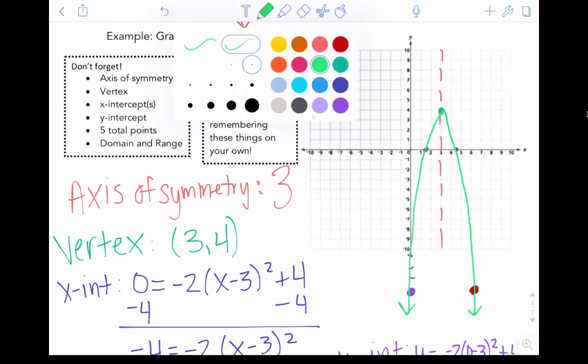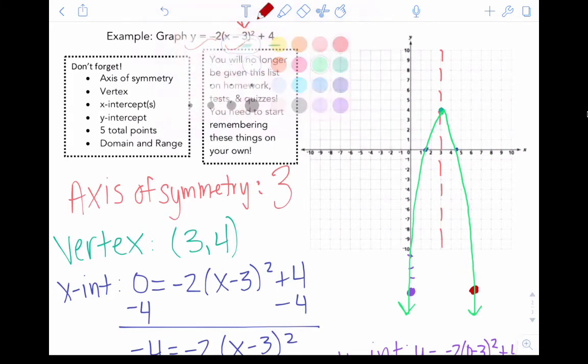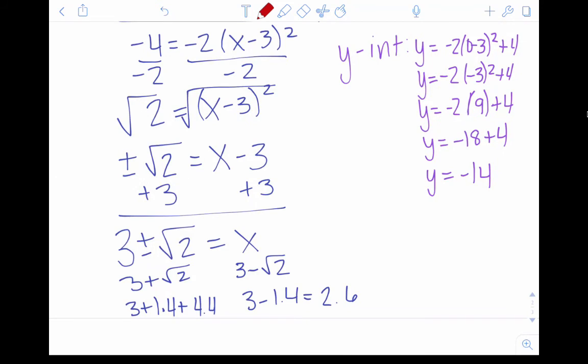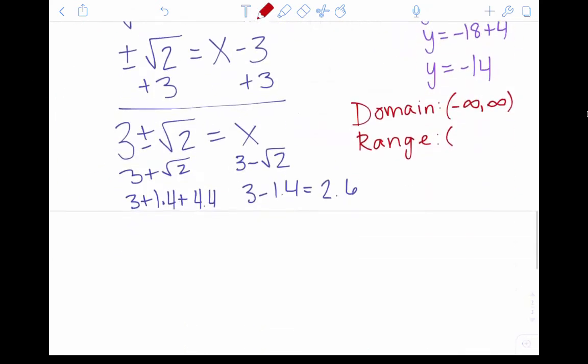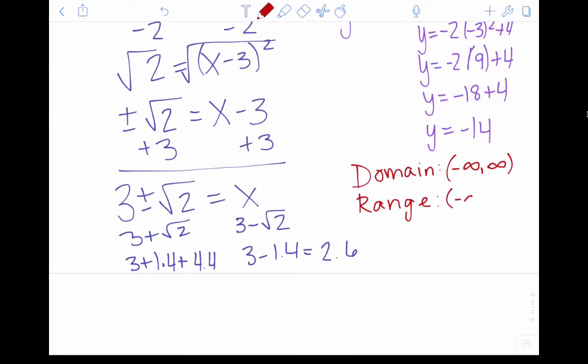Now once I have it graphed, I cannot forget my domain and range. So I need to go down here and say my domain is always -infinity to infinity. And my range, remember I'm going from the bottom up, so it starts down at -infinity and it goes up to a y value of 4. So my range is -infinity to 4.